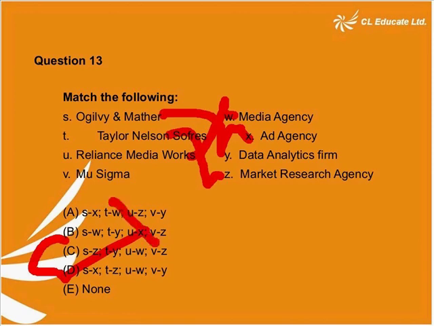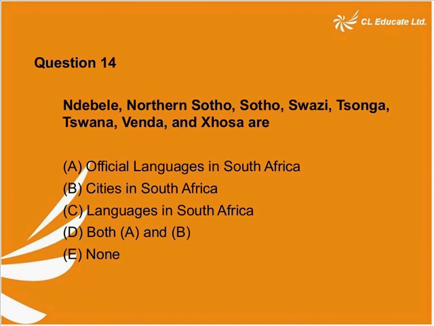Okay? If there is confusion between C or D, that is understandable, or rather E can of course be included in that. So C, D, E; A and B should be avoided at first. So, Ndebele, Northern Sotho, Sotho, Swazi, Tsonga, Tswana, Venda and Xhosa, what are these?